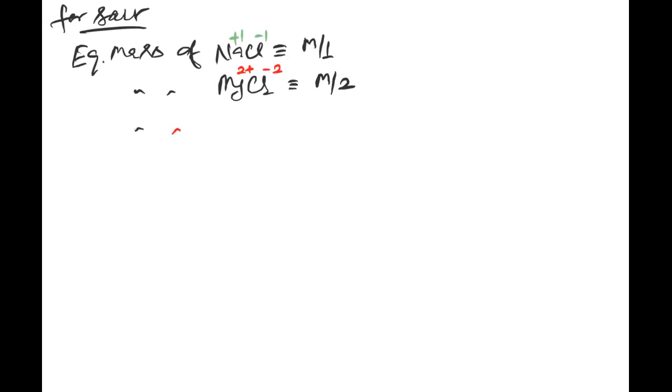Same in the case of equivalent mass of calcium phosphate. Equivalent mass of calcium phosphate may be, let's say, M divided by 6. As total, in the case of calcium, it consists of +2 charge, so overall calcium charge is found to be +6. And in the case of phosphate ion, total negative charge on the phosphate ion is also -6.